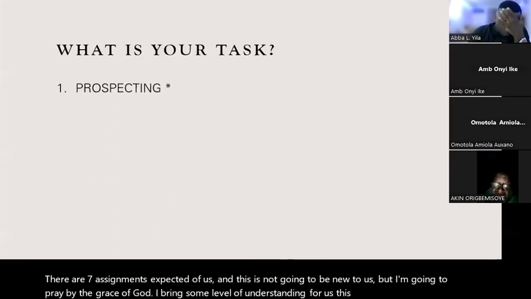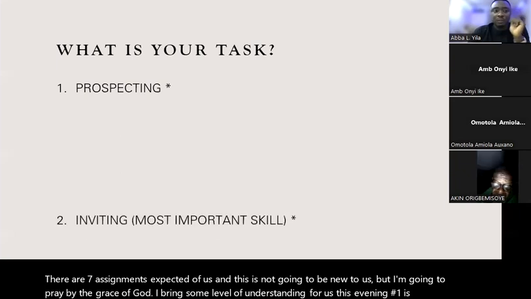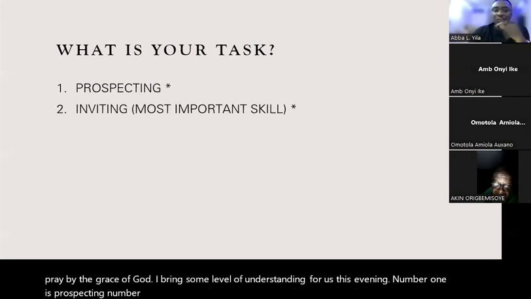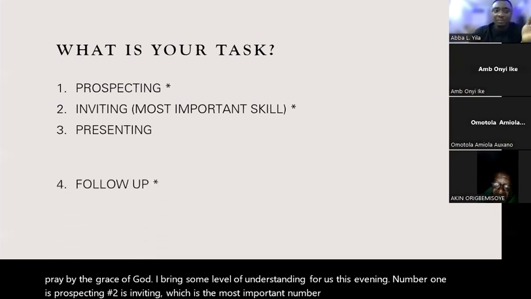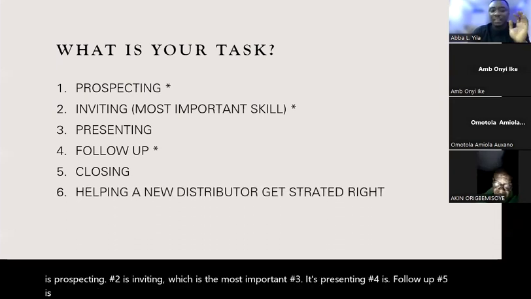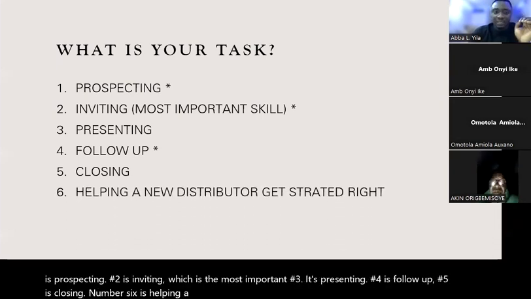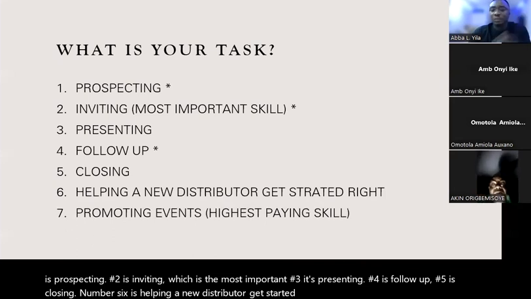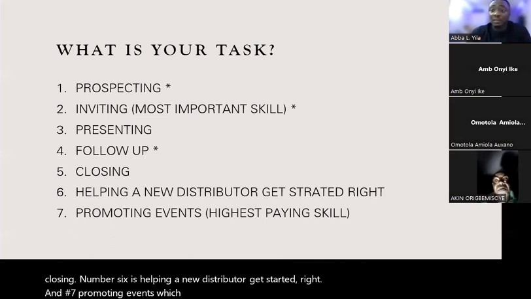Number 1 is prospecting. Number 2 is inviting, which is the most important. Number 3 is presenting. Number 4 is follow-up. Number 5 is closing. Number 6 is helping a new distributor get started right. And number 7 is promoting events, which is the highest paying activity or skill in our business.